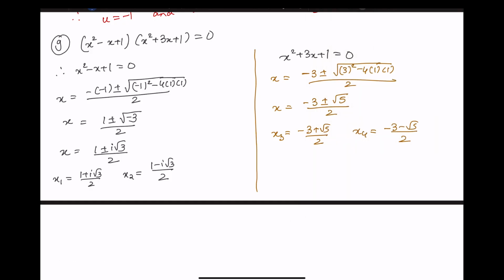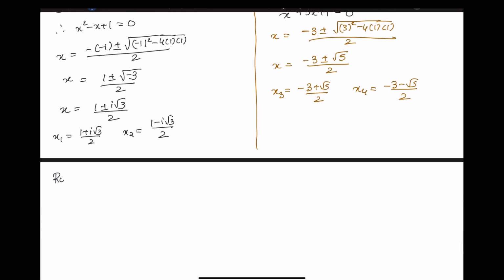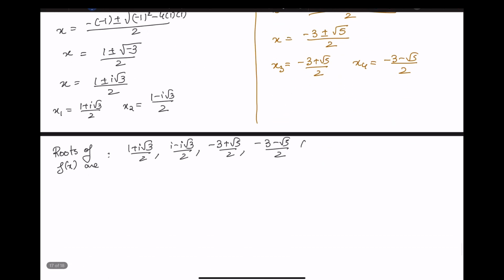So for this question, roots of f(x) will provide the list: 1 plus i root 3 over 2, 1 minus i root 3 over 2, minus 3 plus root 5 over 2, minus 3 minus root 5 over 2. Yeah. So that's the answer to this part.